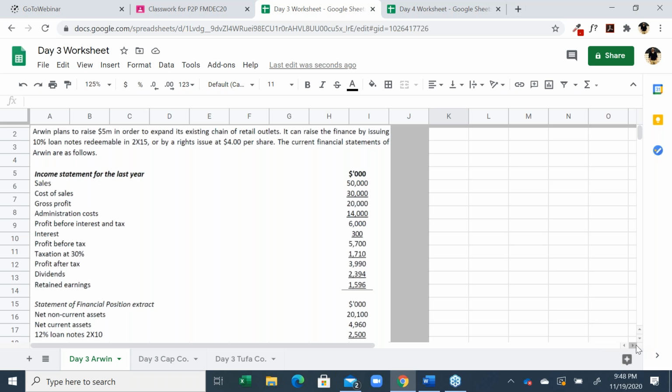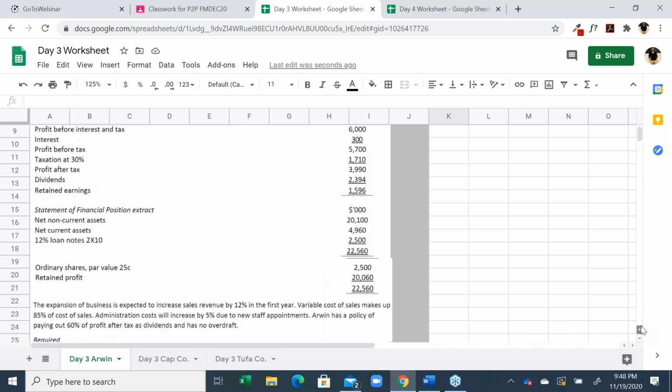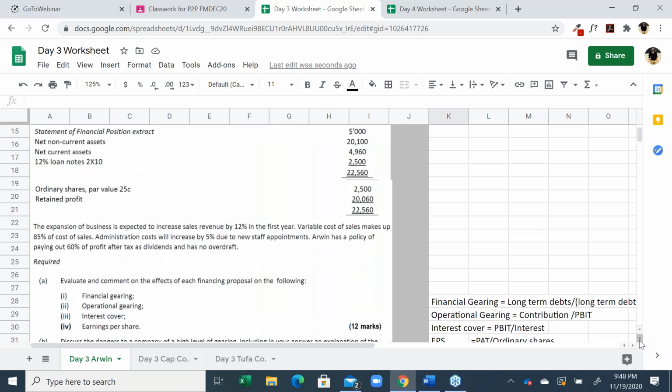Yes, just part A, not part B. Solve part A. I hope you have taken the screenshot of the first part, and now take the screenshot of the second part. Okay, I hope you have taken the screenshot.